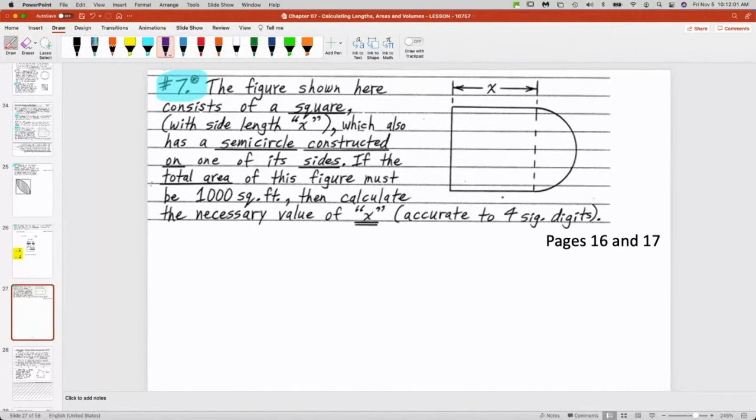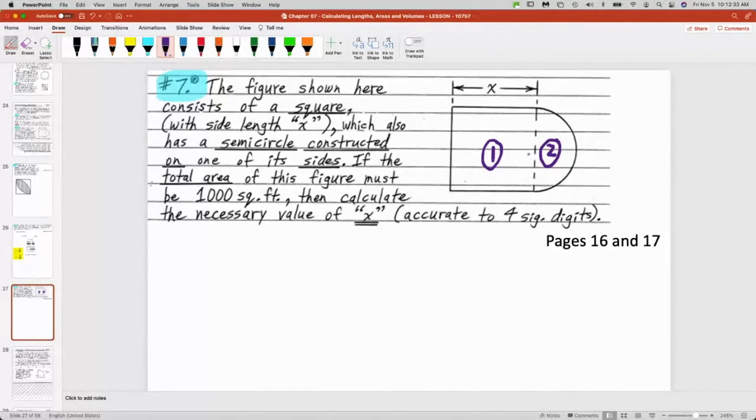Okay, so we have the situation here that this is a square, and then at the end we have a semicircle. And we know that the total area of this thing here is 1,000 square feet. The objective is to find the length x. So we know that we could state the area for each of these figures first.